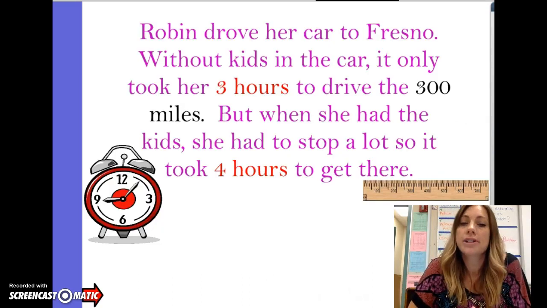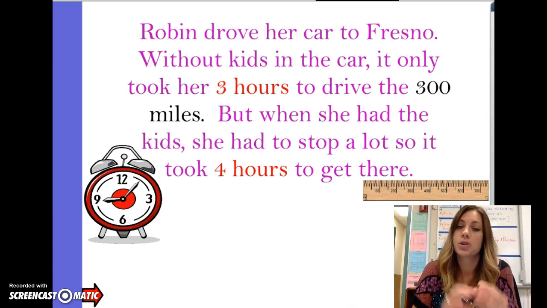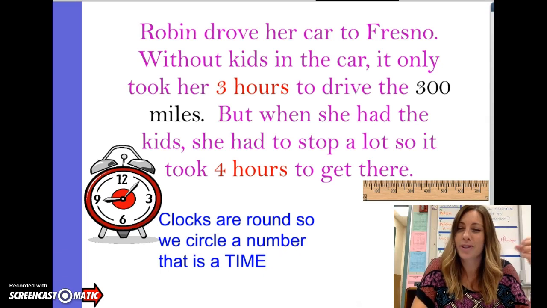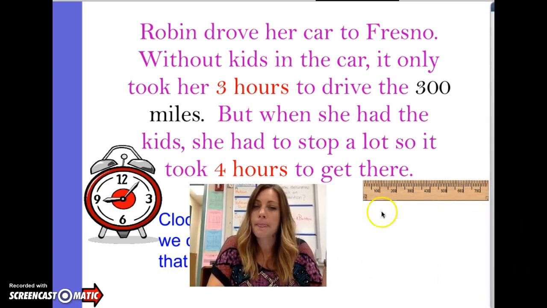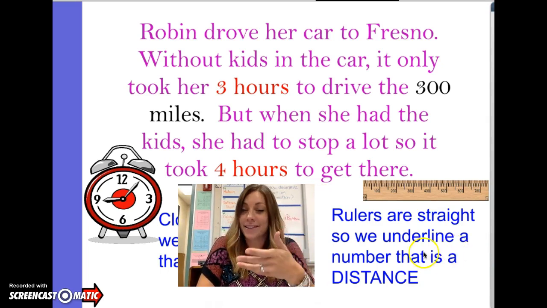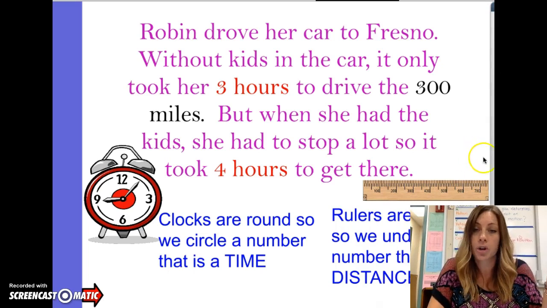Something that a lot of people have a hard time with is just identifying what's a time and what's a distance. So here's a trick we're going to use in our class. Since clocks are round, whenever you see a time, we're going to circle it. And since rulers are straight, whenever you see a distance, we're going to underline it. So here's just a quick example. This is not in your notes.